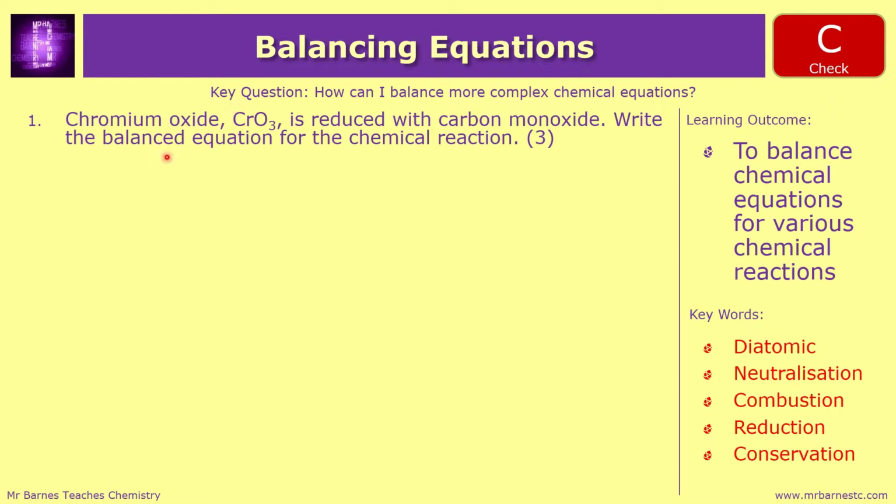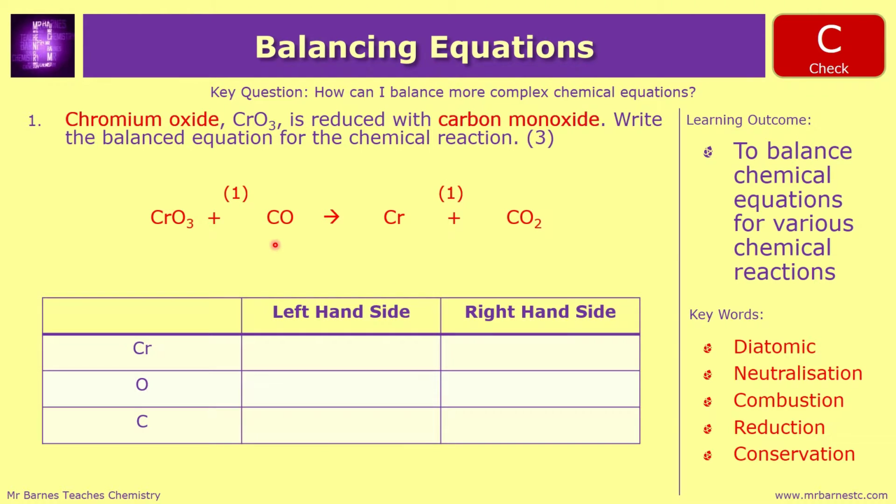Moving on to the second question. This one says chromium oxide, CrO3, is reduced with carbon monoxide. Again, you need to remember that carbon monoxide is CO. Write the balanced equation for the chemical reaction. So if you get something like this, as I've said in the past, the metal is what you're extracting, so it's just Cr. And then in every situation you'll get carbon dioxide produced, which is CO2.